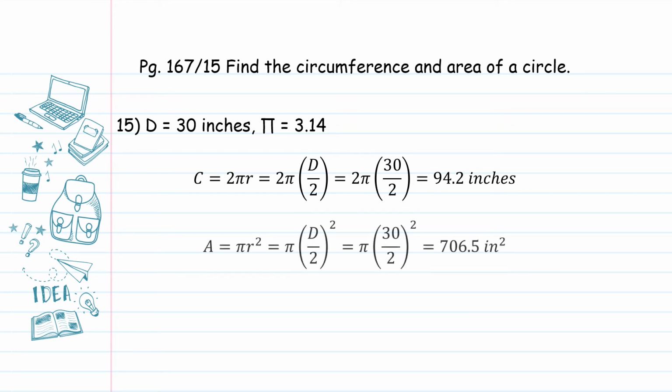For the area, our formula is pi times r squared. Again, r is just equivalent to d over 2. So our next formula that we're going to use is pi times d over 2 squared. And then we're going to substitute 30 for d, because that's our diameter. And we get 706.5 inches squared as our final answer.